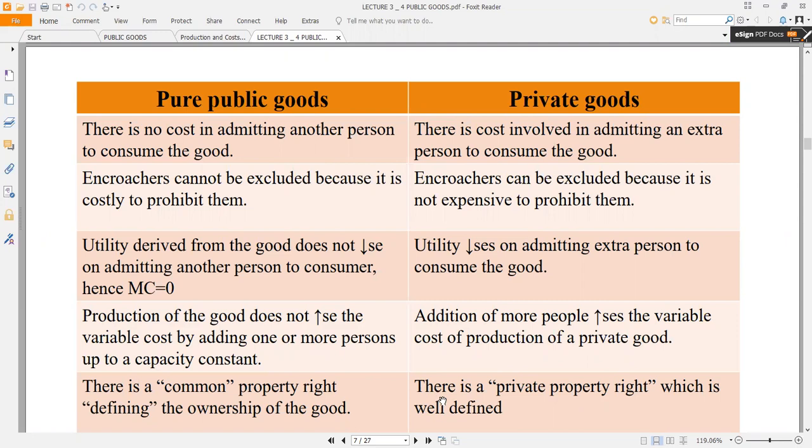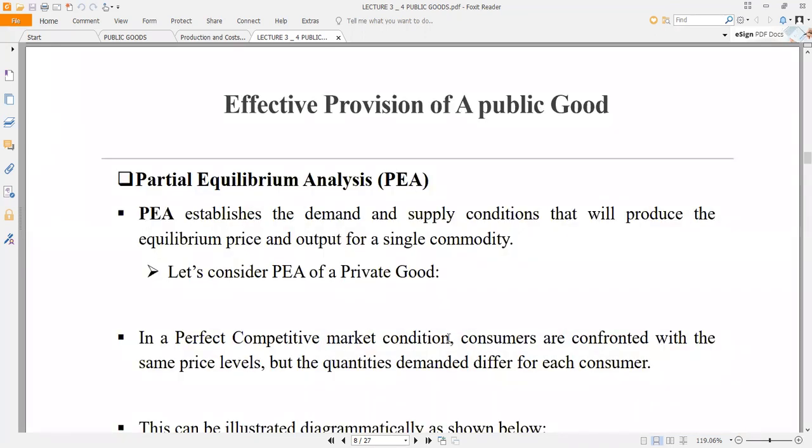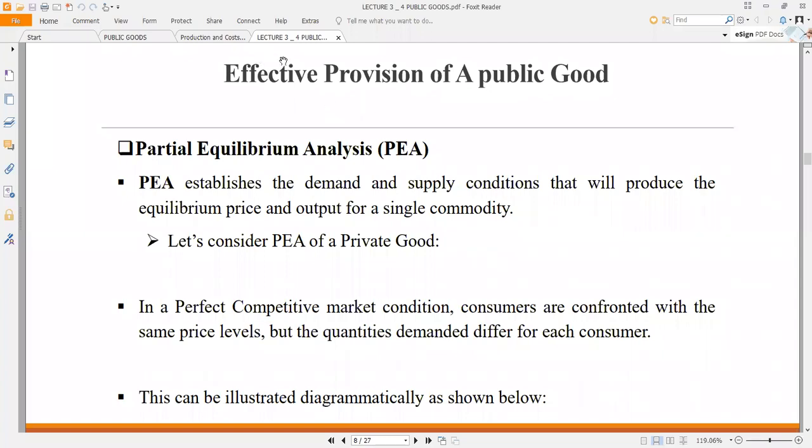And then under private goods, we have private property rights. If I buy it, I have my economic right over that good. But for public goods, there's a common property right. So we don't actually have ownership of that good. It's for the entire community. So you can't possess that good. Okay, so these are some of the differences between the pure public good and the pure private good.